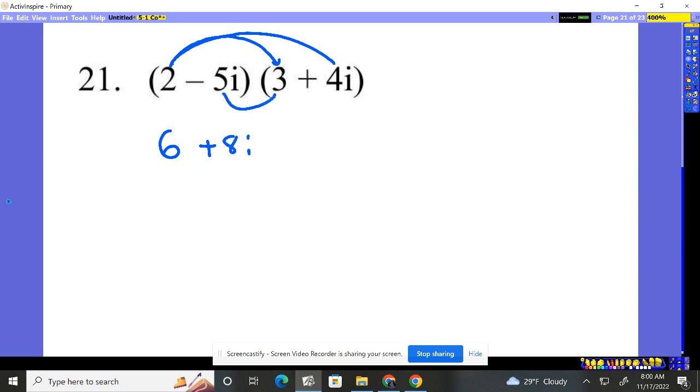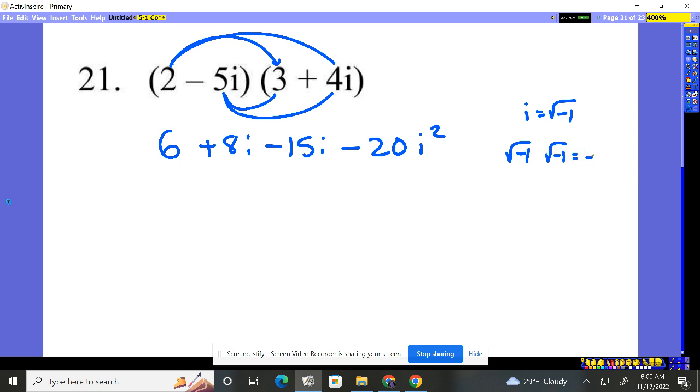Now the negative 5i times 3 would be minus 15i. And negative 5i times a positive 4, well, negative 5 times positive 4 is negative 20i. I times I is i squared. Now remember, i is simply worth the square root of negative 1. So when I have i squared, square root of negative 1 times square root of negative 1, which is negative 1. So this is worth negative 1.